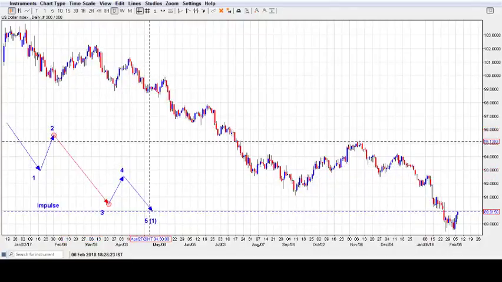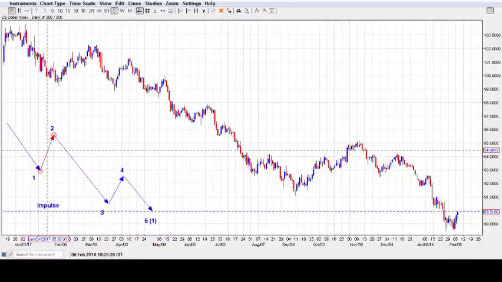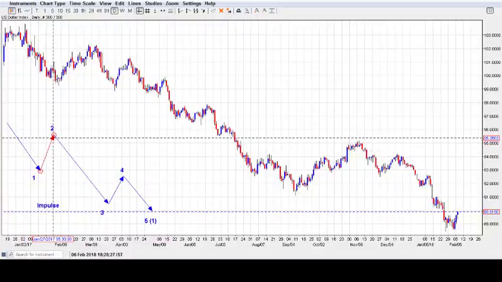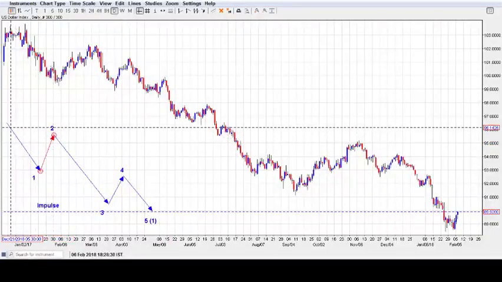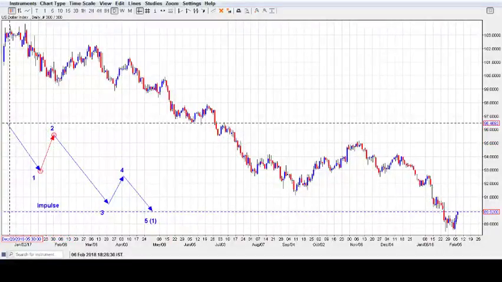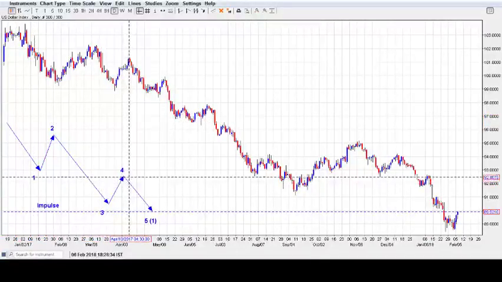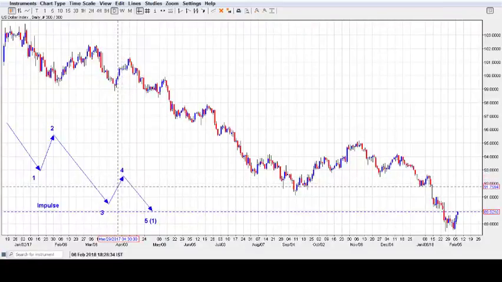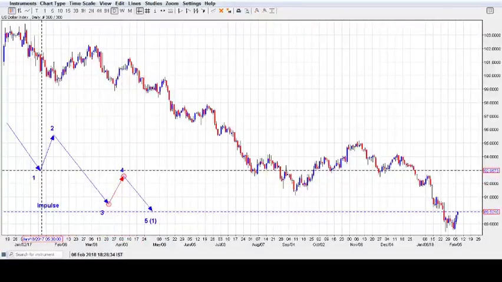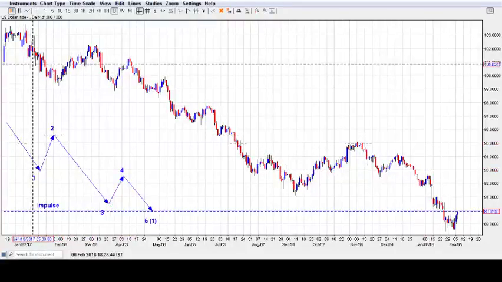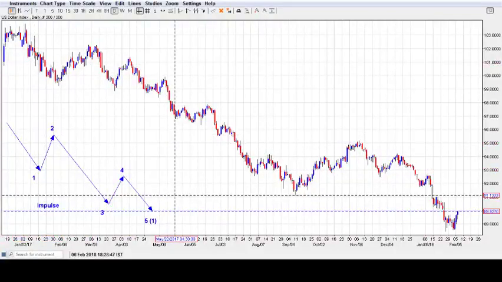Point number three, this should be the first point actually: wave 2 does not go beyond the territory of the head of wave 1. All right. And the last point to remember is that wave 4 will never enter the territory of the first wave. All right. These are the properties or rules or guidelines, whatever you say, for an impulse.